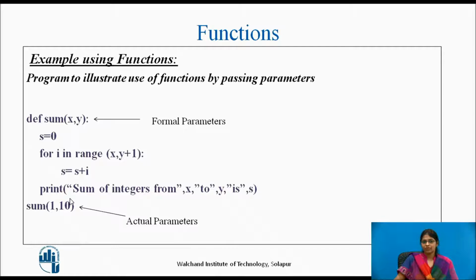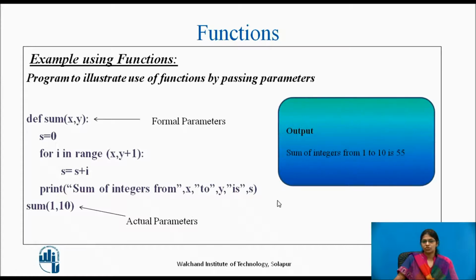So in this program, the value of x is 1 and y is 10. So the range will go from 1 to 11, and all the numbers from 1 to 10 are summed in this for loop. Once it comes out of the for loop, all the numbers from 1 to 10 are summed and it gives the summation of that. So the output of this program is printed here: Sum of integers from 1 to 10 is 55.